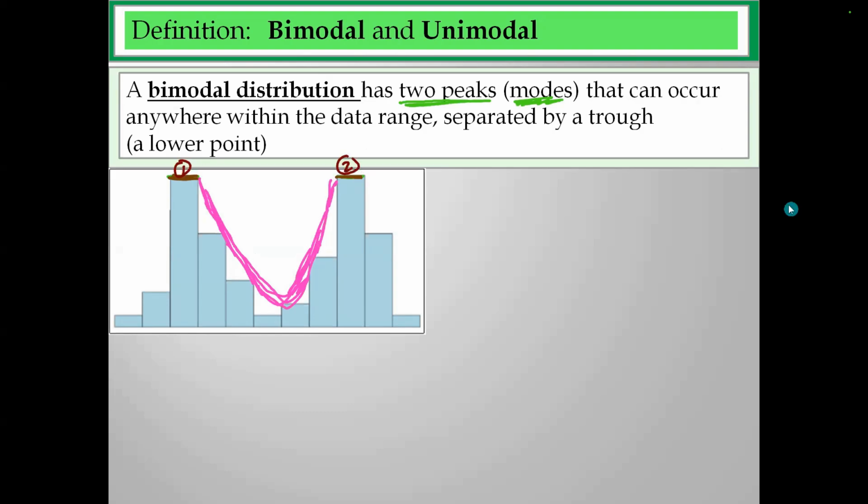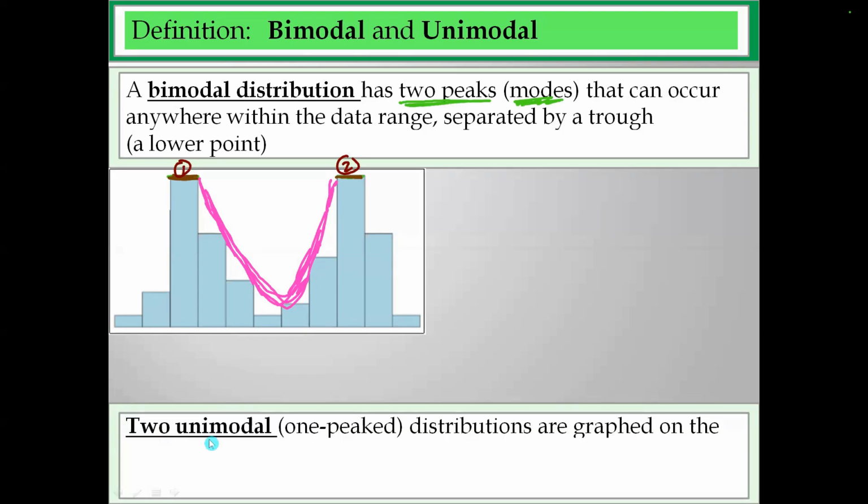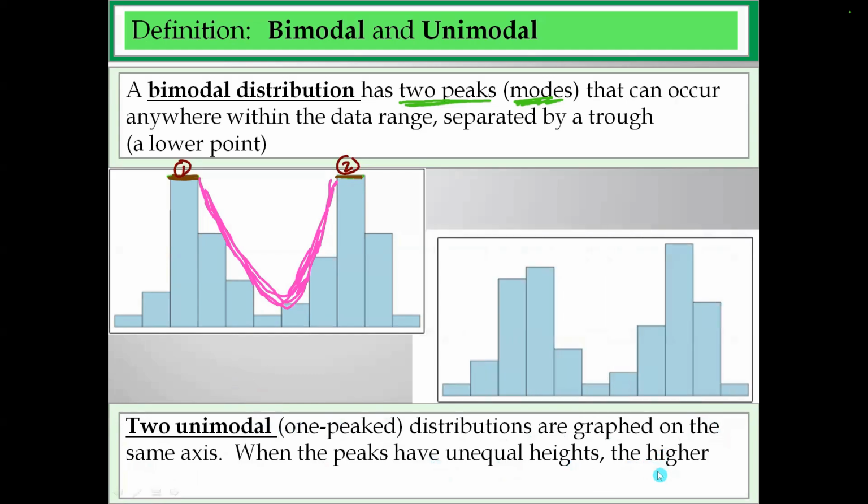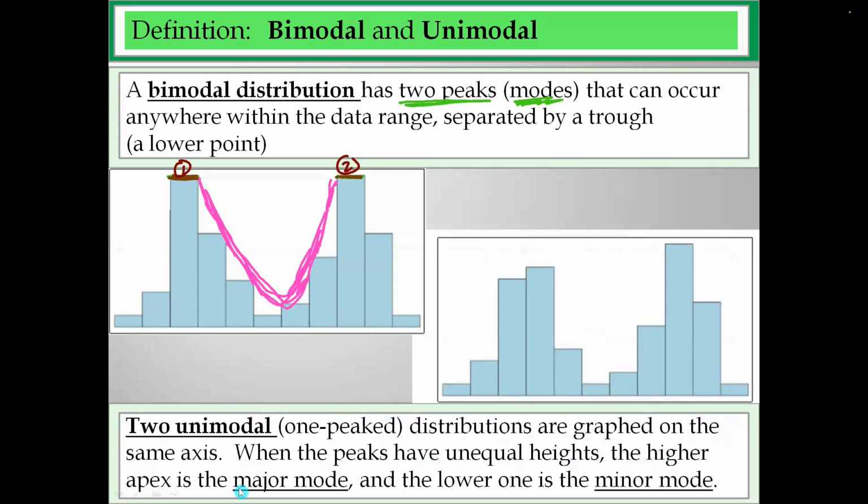Now let's look at unimodal. Two unimodal, one-peaked distributions are graphed on the same axis. When the peaks have unequal heights, the higher apex is called the major mode and the lower one is the minor mode. Let's take a look at our picture.